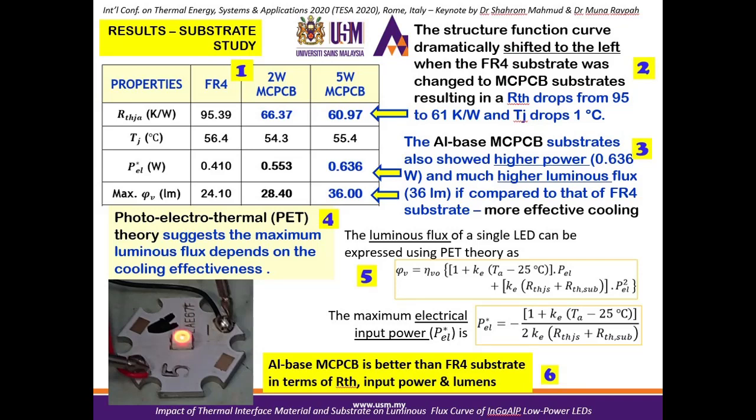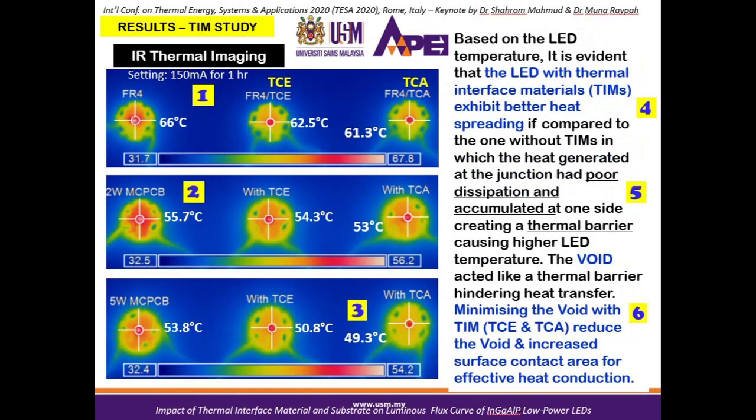photoelectrothermal or PET theory that suggests the maximum luminous flux depends on the cooling effectiveness. Cooling by just 1 degree is sufficient to give huge impact on the luminous flux. Item 5 shows the equations which are used to determine the luminous flux and the electrical power in this particular study. We discuss the results for the thermal interface material or TIM study.